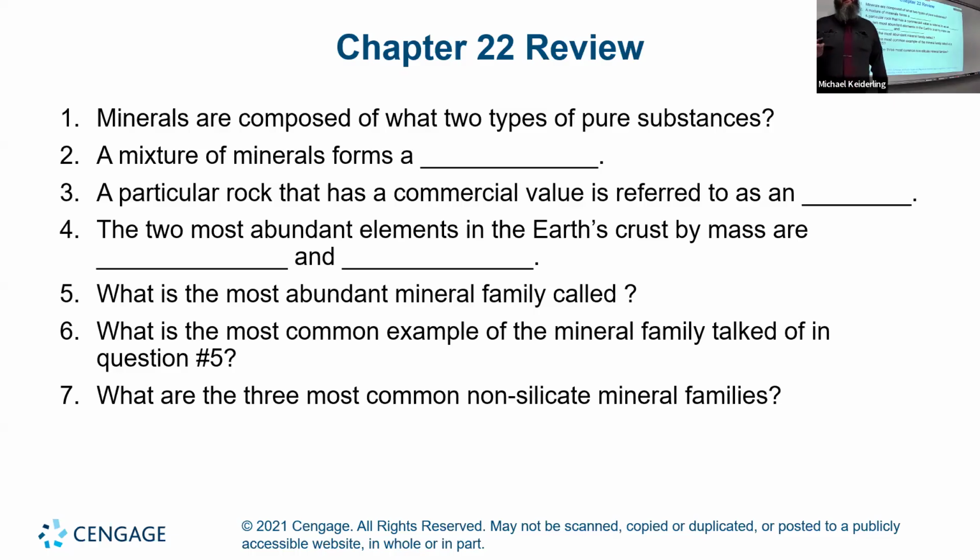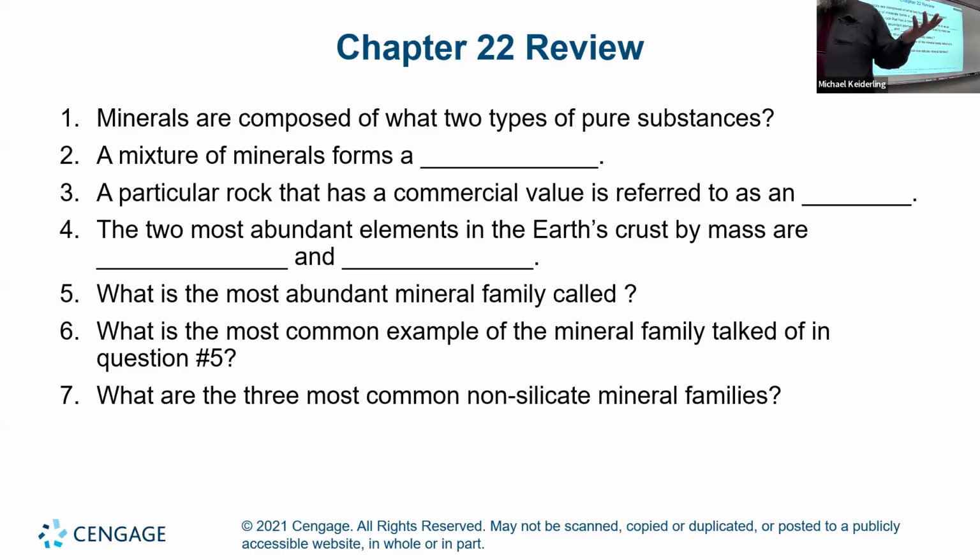The two most abundant elements in the Earth's crust by mass are oxygen and silicon. Oxygen is the most common, then silicon. The most abundant mineral family is called the silicates, which are rocks that are built around silicon and oxygen. The most common example of the mineral family talked about in question 5 is feldspar.